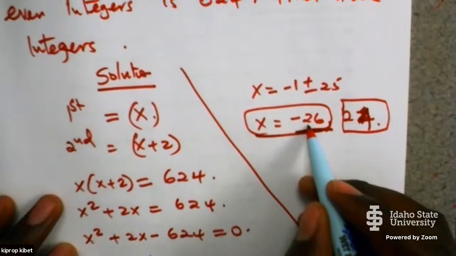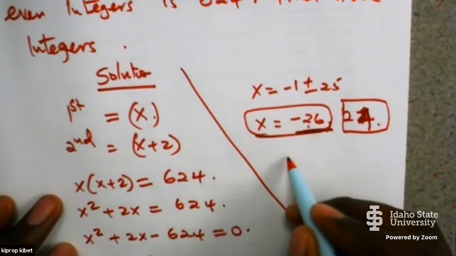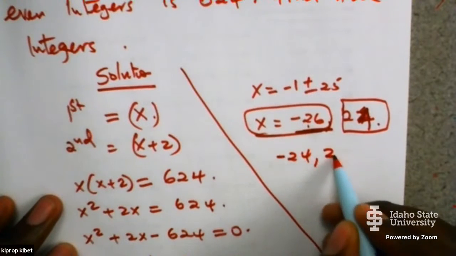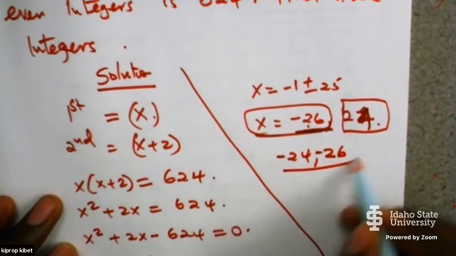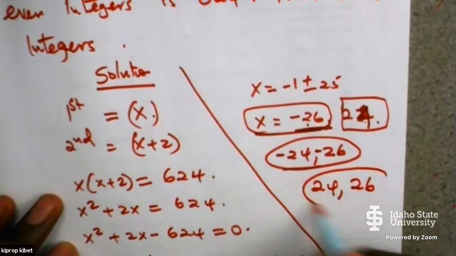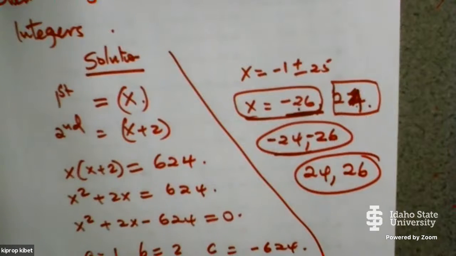What do you do to this? X, you add 2, right? Okay. So it will be minus 26 plus 2, which is what? Minus 24. So we have minus 24 and minus 26. And then the next one is 24 and what? 26. The next one is 24 and 26.